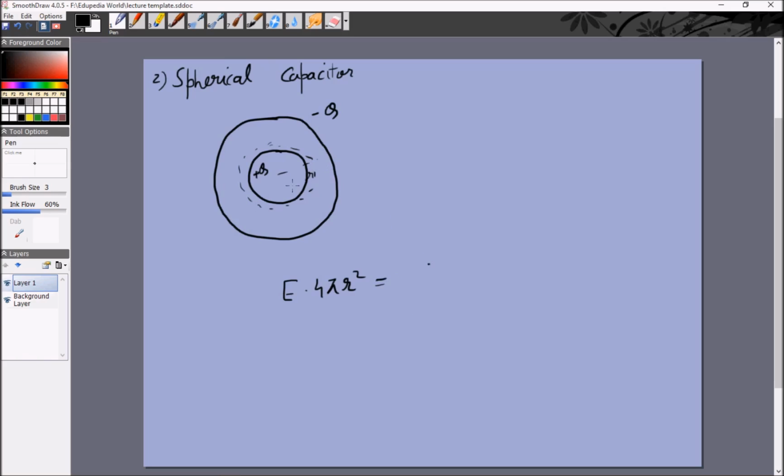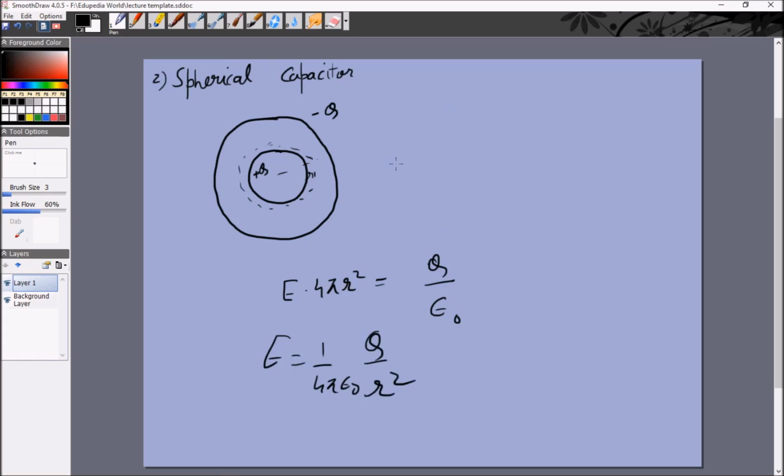Q is the total charge enclosed, which is plus Q. So Q by epsilon naught. Minus Q will not contribute any electric field within this region. It will only contribute electric field outside it, because the electric field due to a uniformly charged spherical shell inside it is 0, which gives me E is equal to 1 by 4 pi epsilon naught Q by r square.